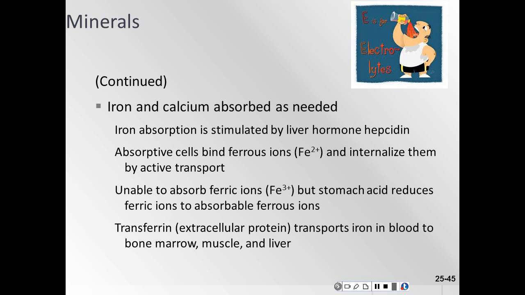Now, the stomach acid reduces Fe3 ions to Fe2 ions. Now, the Fe2 ions are transported to the basal surface of the cell and are taken up by the extracellular protein transferrin. Now, the transferrin iron complex diffuses in the blood.